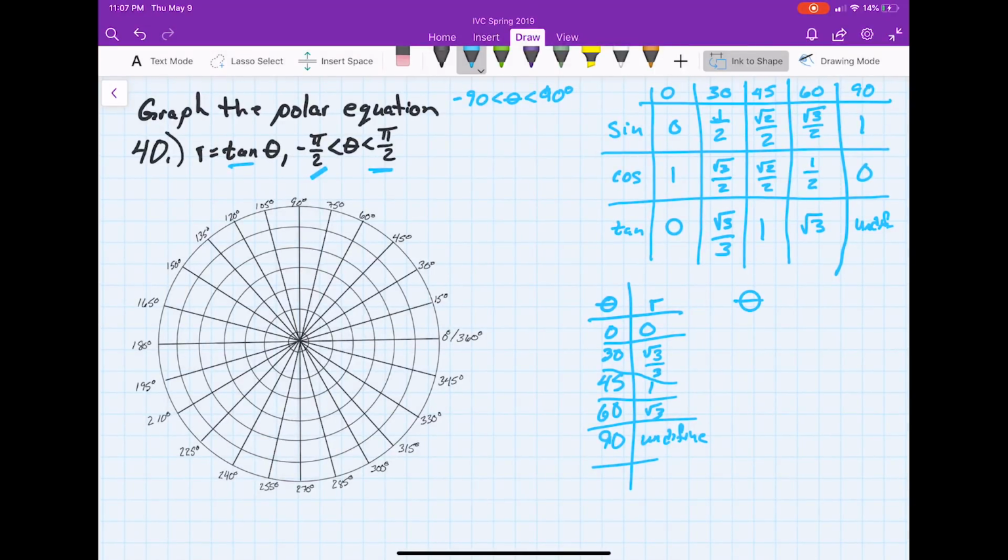So let's see what we are at these. If we go to negative 30, we are negative square root of 3 over 3. At negative 45 degrees, we are going to be negative 1. And so you can see that if we go negative, we're just going to have the negative of the same thing on the other side. So it's mirrored.